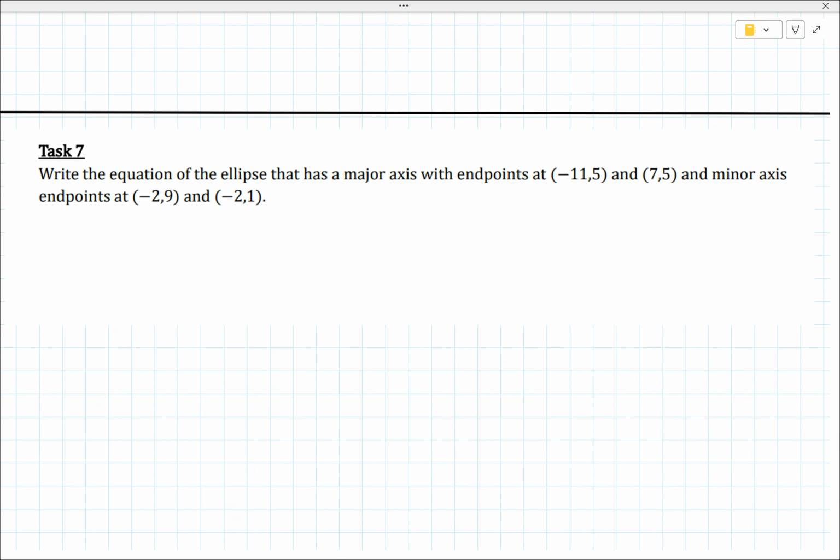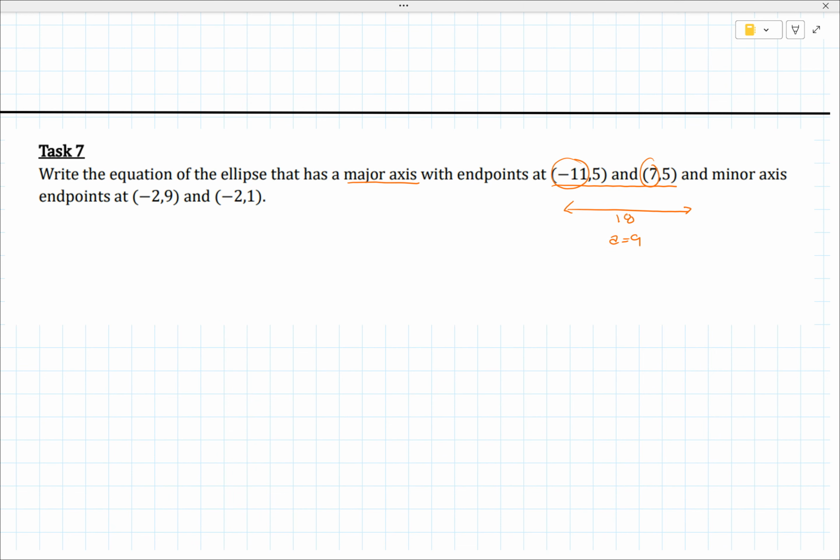So looking at what it gave us, it gives us our major axis with these endpoints. So if you look that the y values are staying the same, that means the x values are changing. So that tells me this is a horizontal axis for major. So that means the whole thing is 18. So that means our A value is 9, half of that.